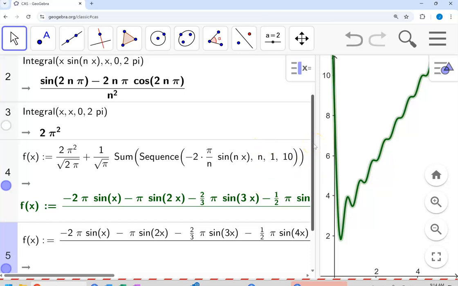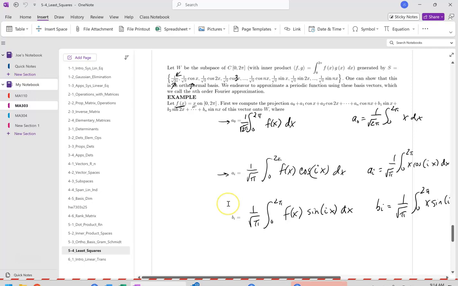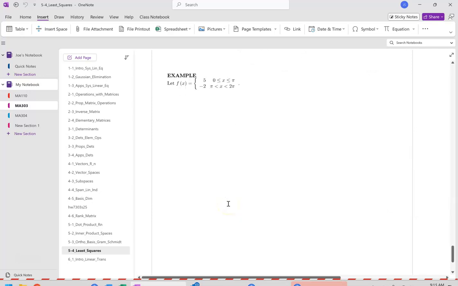So the next one is a piecewise defined function, right? You do the very, very last one, where we've got that function. It's 5 from 0 to pi and negative 2 from pi to 2 pi. So we'll have to do this one in a couple of pieces.